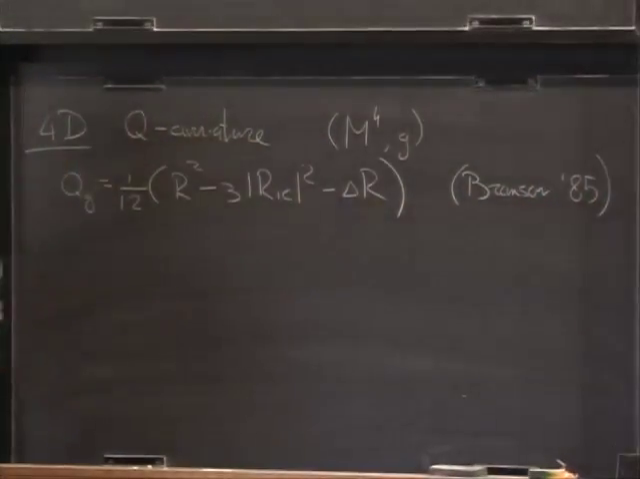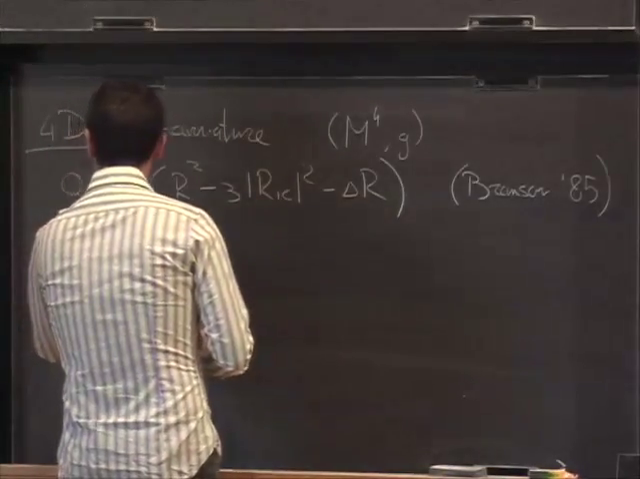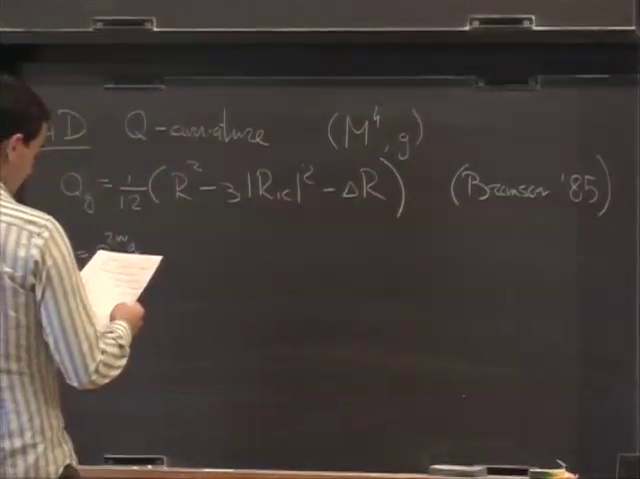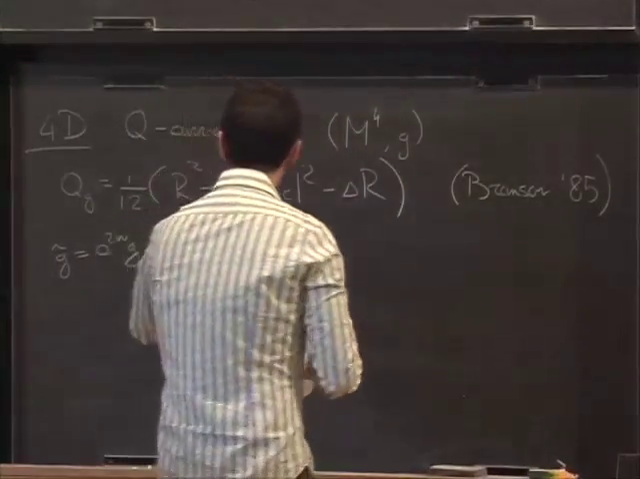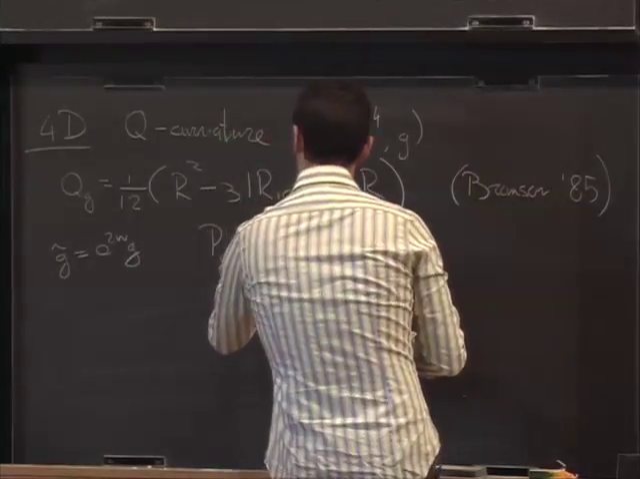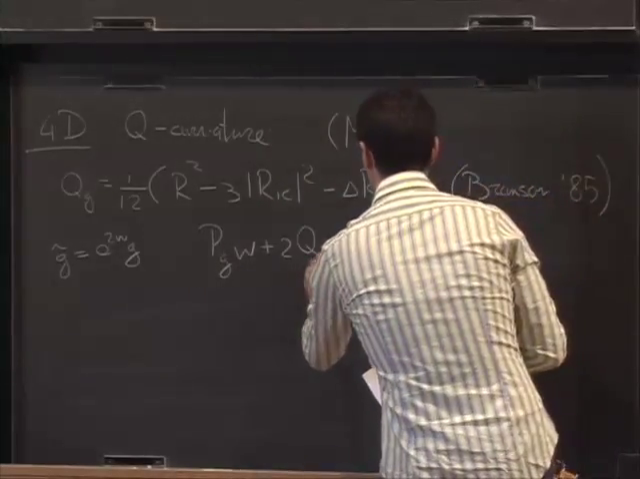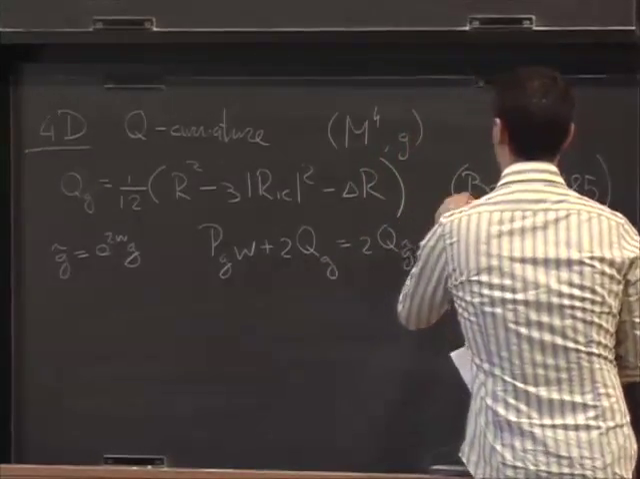Okay, so let's look at the transformation law for the Q-curvature when we perform a conformal change of metric. So we set again g tilde equals e to the 2w times g. Okay, and then the transformation law is the following. So I have to substitute minus Laplacian with this operator, Pg. I will tell you what it is. So the transformation law for the Q-curvature is the following: Pg of w plus 2Qg is equal to 2Qg tilde times e to the 4w.